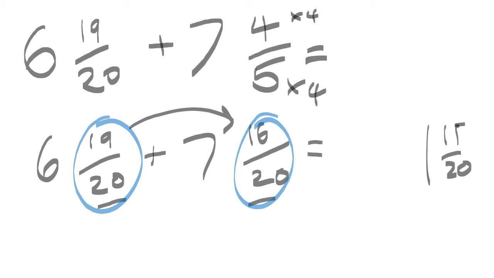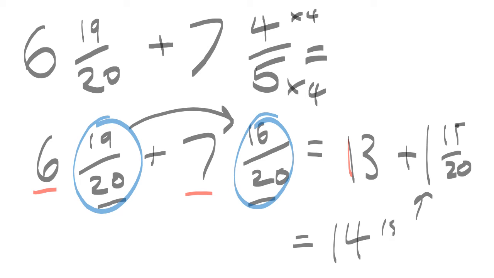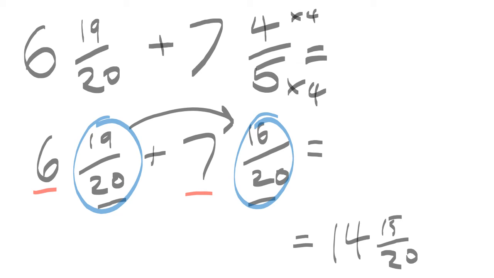Let's add the whole numbers. 6 plus 7 is, of course, 13. Right, so that's, I guess, whoops-a-daisy, sorry. That's 13 plus 1 and 15/20ths, which equals, right, 14 and 15/20ths, which, thanks very much, you can simplify, can't you? And of course 15/20ths can be simplified to 3/4. So I guess your final answer is 14 and 3/4.